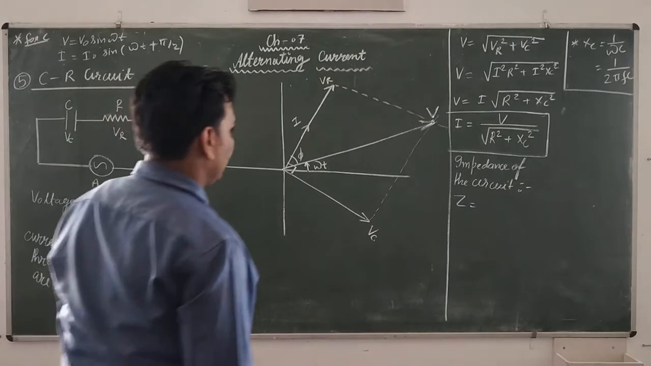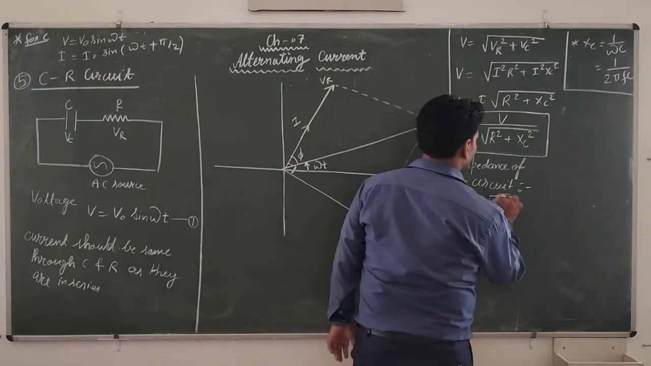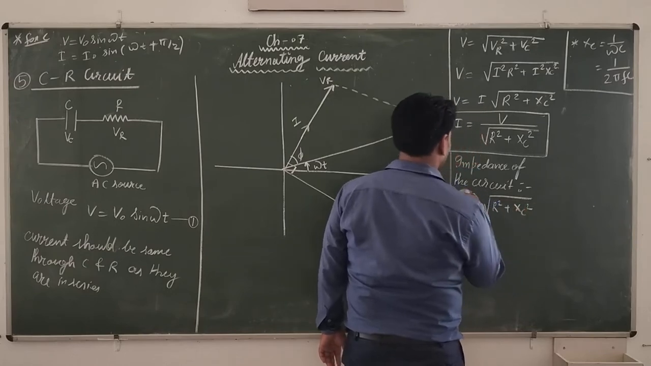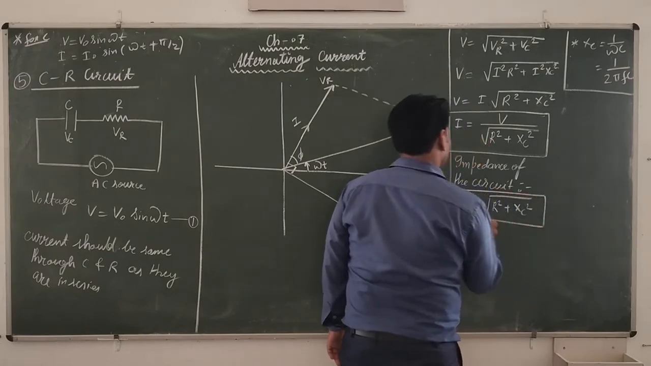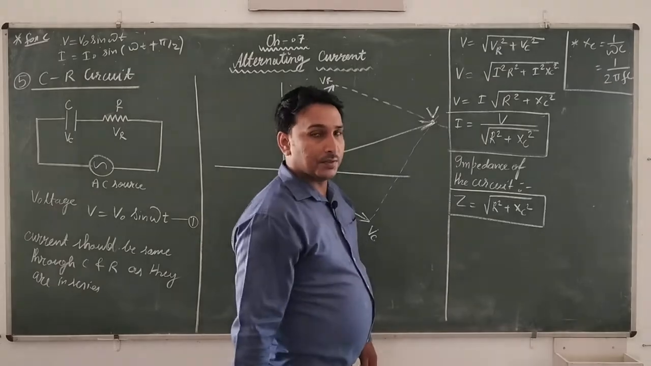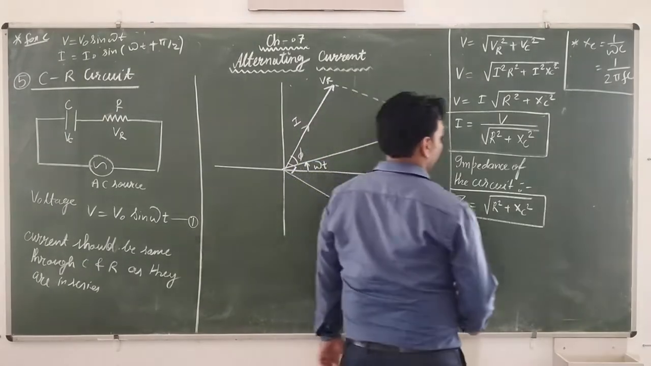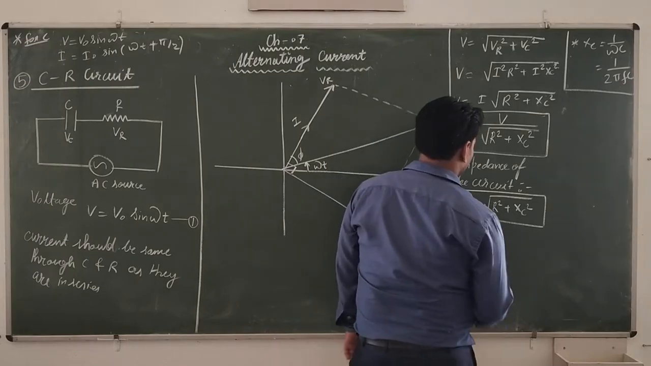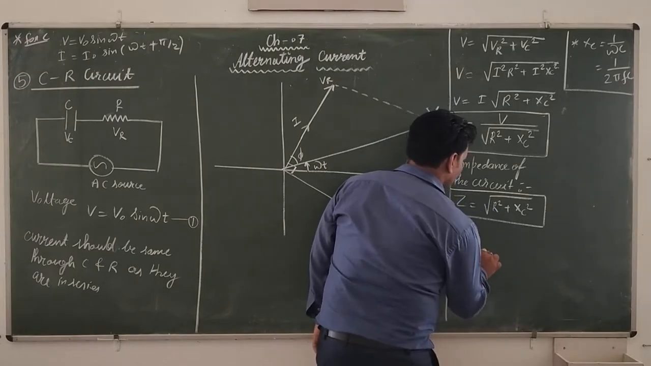So here the impedance of the circuit is what? It is under root R square plus XC square. Okay, so this is the value of impedance. Now also, what do we have to find out? We have to find out tan phi. What is tan phi here?